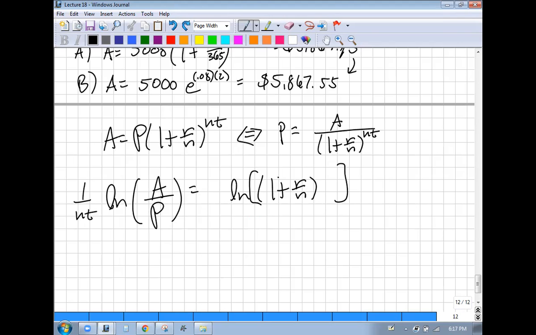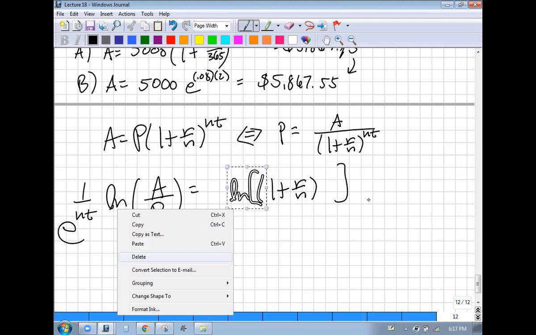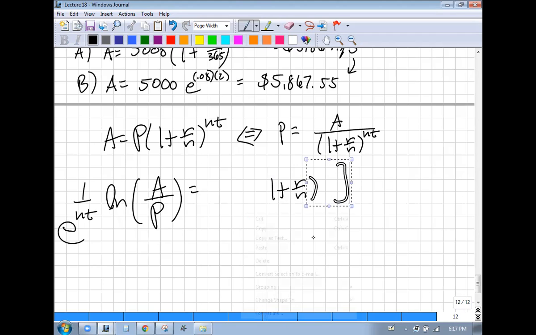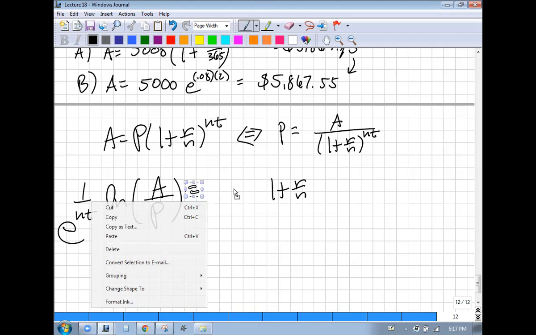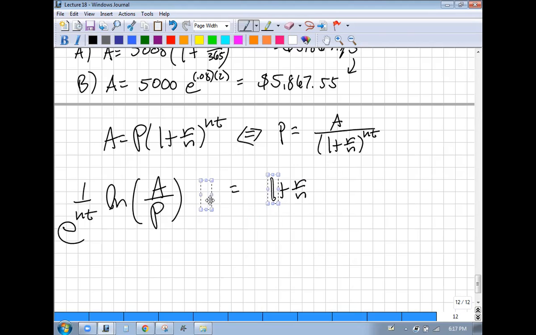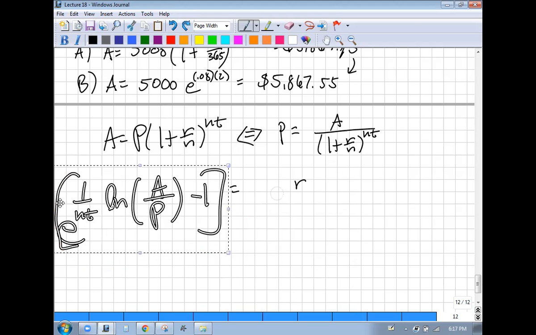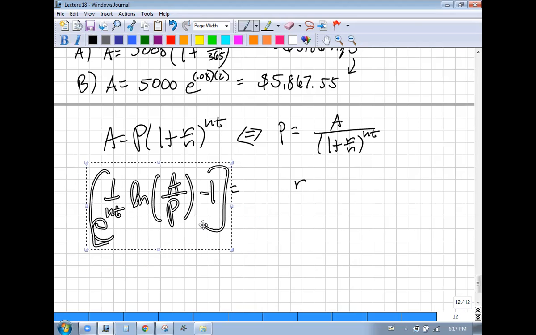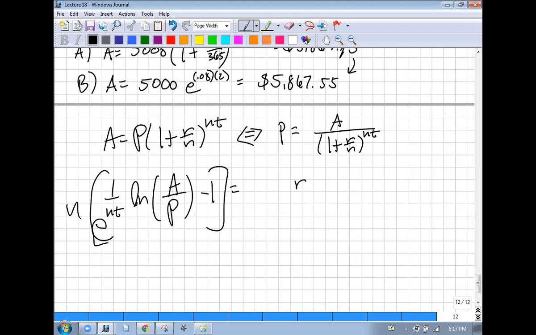We'd have to do, let's see, I could do e to both sides. So I do e to all that, and then e to the natural log would go away, and then I would have this. Right? Then I could subtract 1 from both sides, and then multiply both sides by n. So it's ugly, right? They probably won't ask you to do this, all right?